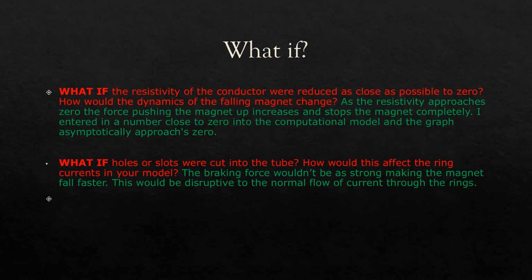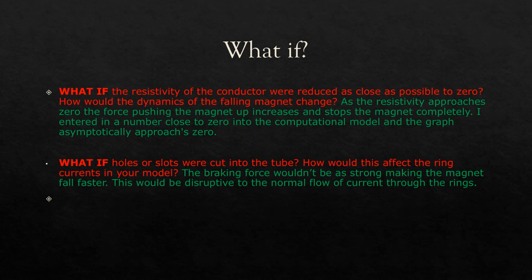What if? Questions. What if the resistivity of the conductor was reduced as close as possible to 0? How would the dynamics of the falling magnet change? Well, as the resistivity approaches 0, the force pushing the magnet up increases and stops the magnet completely, canceling out the force of gravity. I entered in a number close to 0 into the computational model, and the graph asymptotically approaches 0 for velocity.